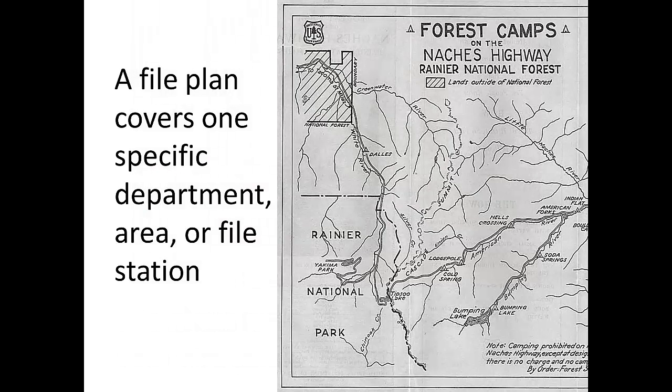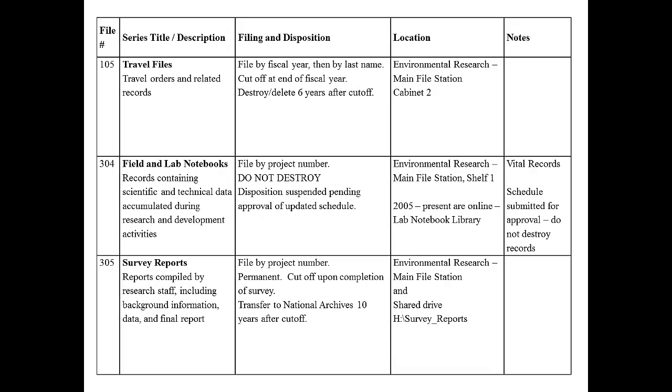Unlike a record schedule, which usually covers all the records for an entire agency or major program, a file plan lists only those types of records held in a particular office, department, or file station. It's a roadmap to one small part of your organization's information world. Let's take a look at an example.